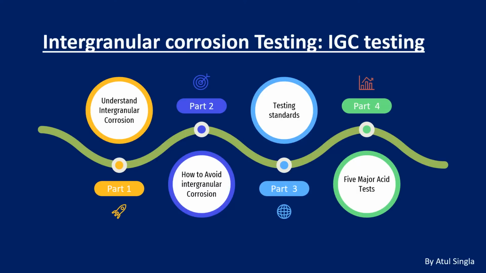Intergranular corrosion testing. In process industry, this is again one of the aggressive environments where we have a requirement of such testing. So in this section, we are going to try to understand what intergranular corrosion is, how we can avoid this kind of corrosion, and what the various industry testing standards are which are generally used to identify such type of corrosion. Then we'll have a look at five various acid tests which are really very popular to perform these tests. So let us start with understanding the intergranular corrosion section.